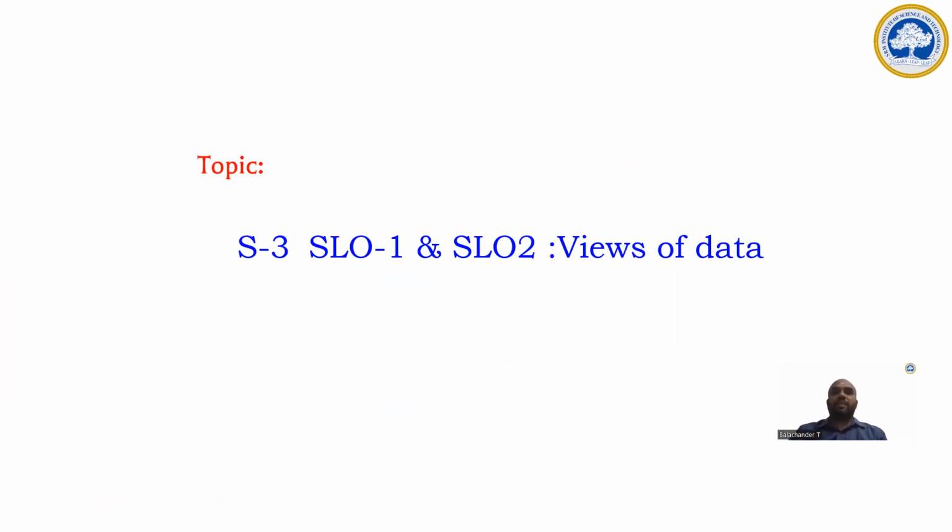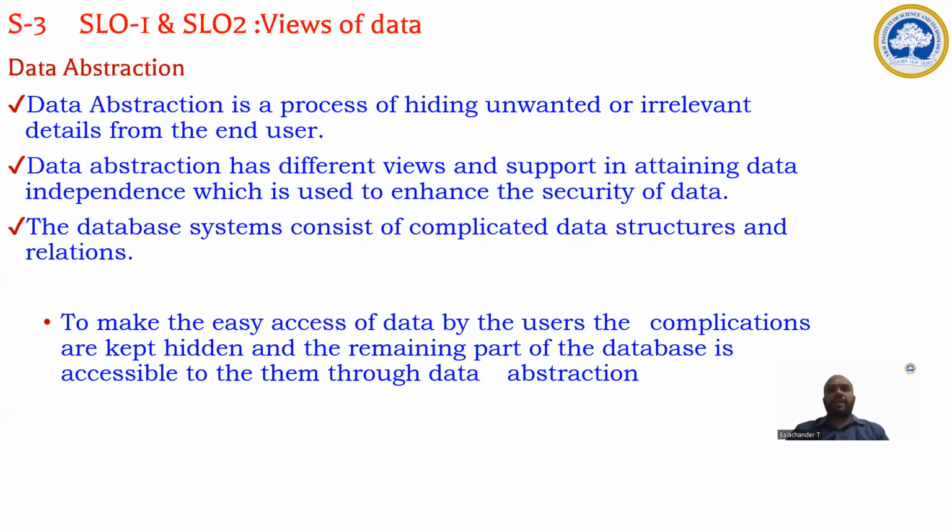Hi students, today we discuss the topic view of data. A database system is a collection of interrelated data and a set of programs which allow users to access and modify their data. The main purpose of a database system is to provide users with an abstract view of the data. The system hides certain details of how the data are stored and maintained.